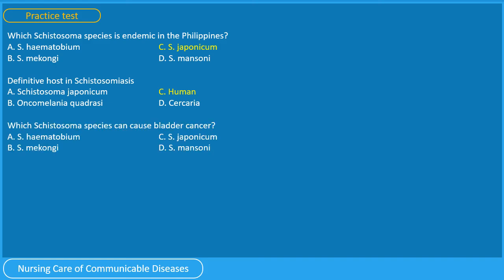Which Schistosoma species can cause bladder cancer? A. S. hematobium, B. S. mekongi, C. S. japonicum, D. S. mansoni. You have 5 seconds. A. S. hematobium is the correct response.